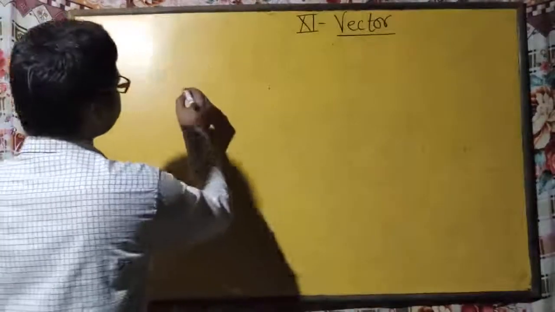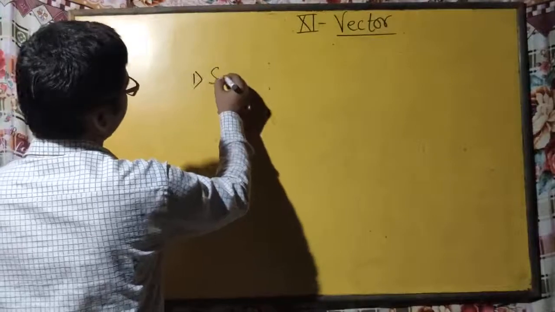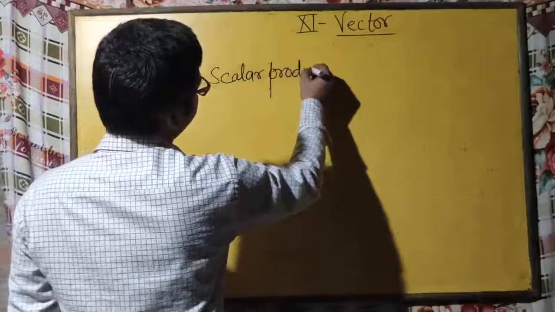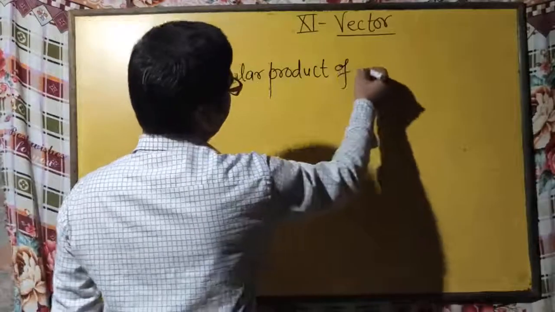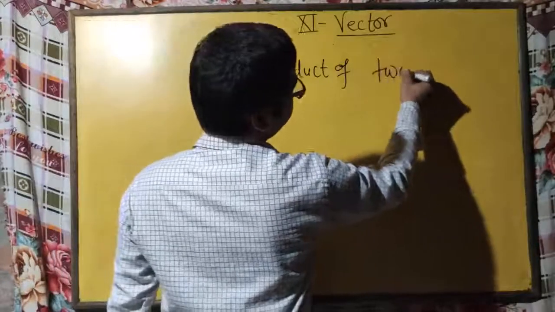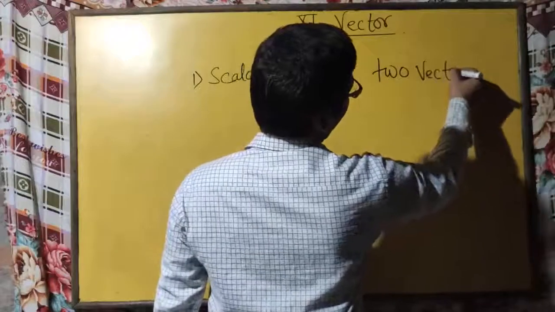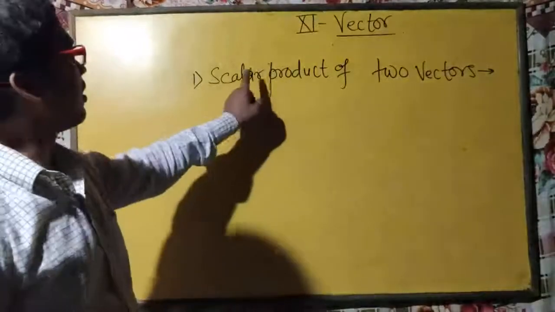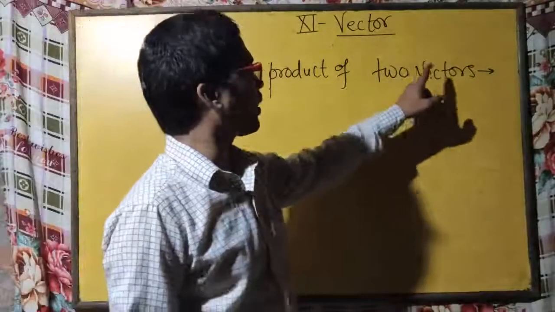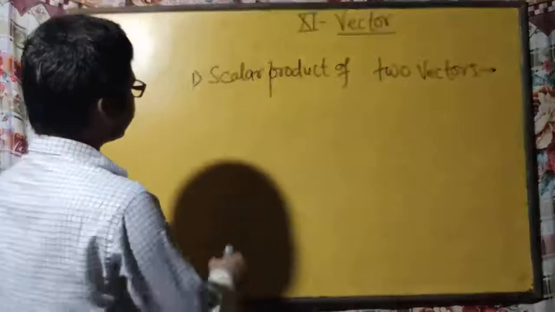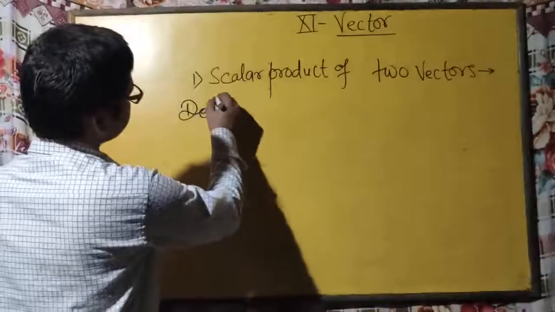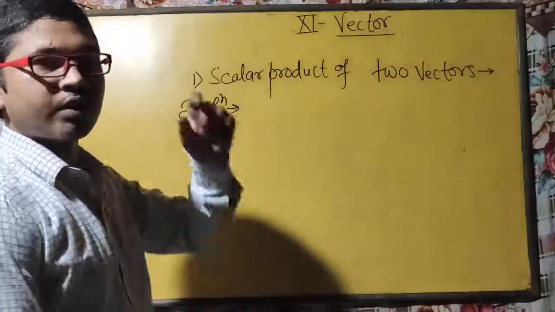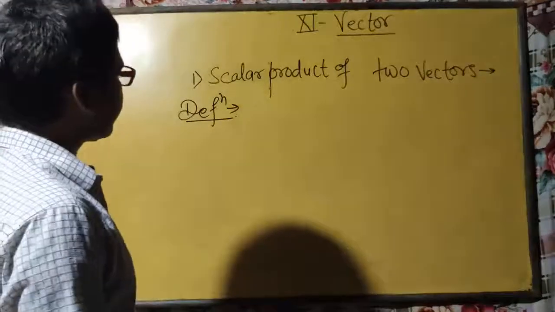So our topic is scalar product of two vectors. So let's see the definition. How is the scalar product of two vectors defined?